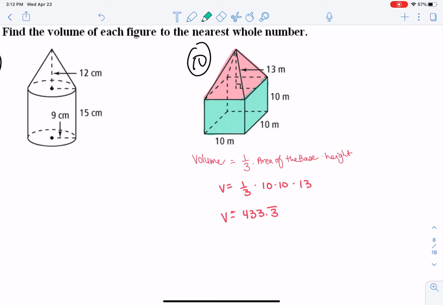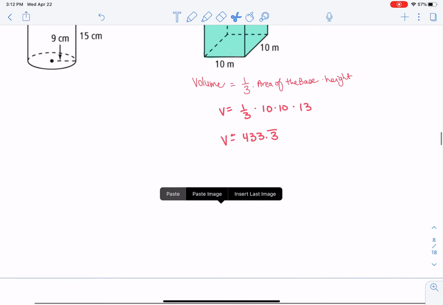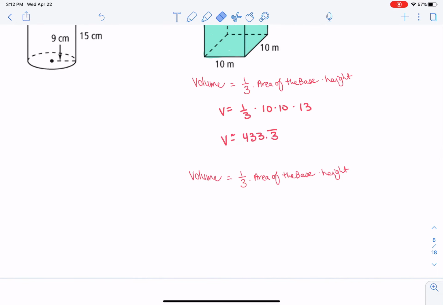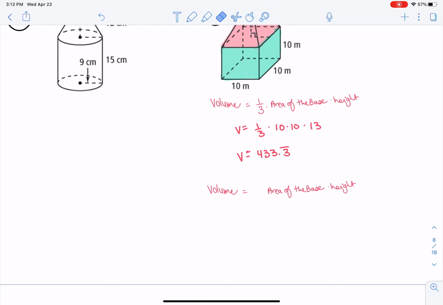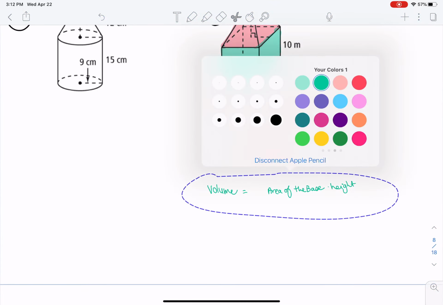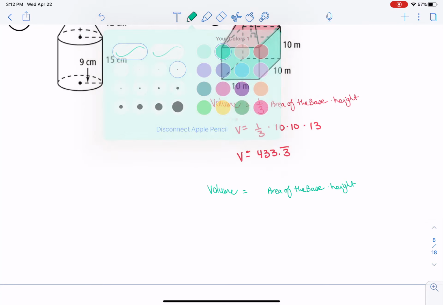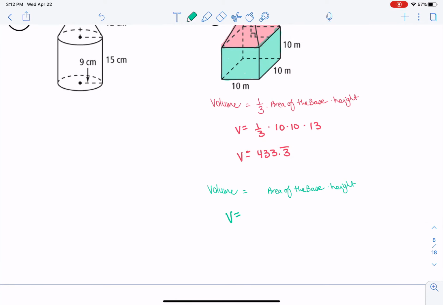Since that is sitting on top of this box, or I guess I should say a cube, the volume of that is just like this, but it's not 1/3 because it's the whole prism or the whole cube. So just area of base times height for that greenish turquoise one. So for that, the volume would be the area of the base, which is 10 times 10, and then the height is 10, so our volume is 1,000.